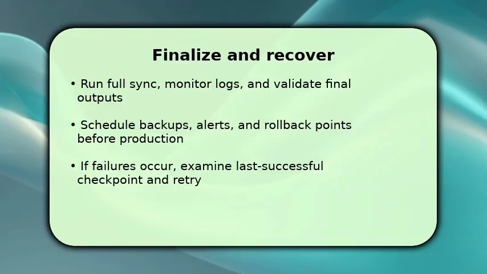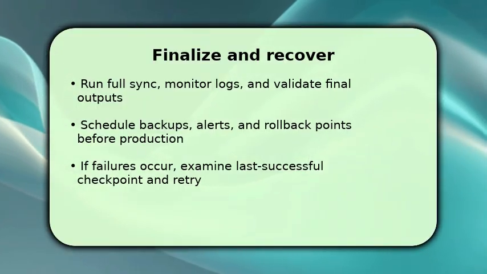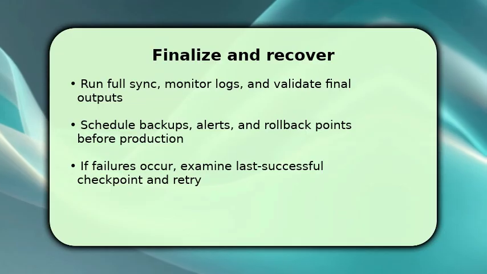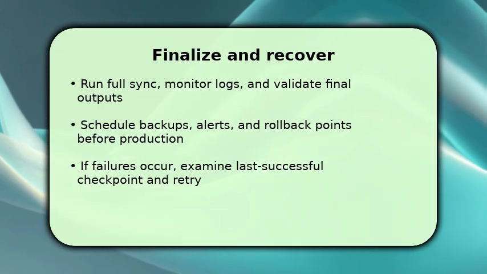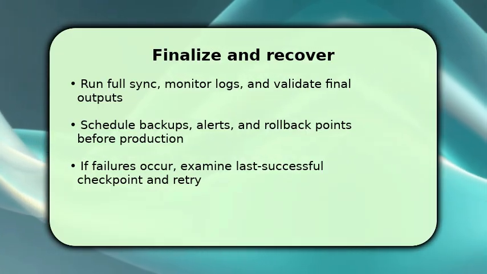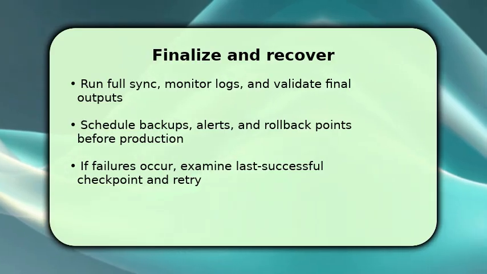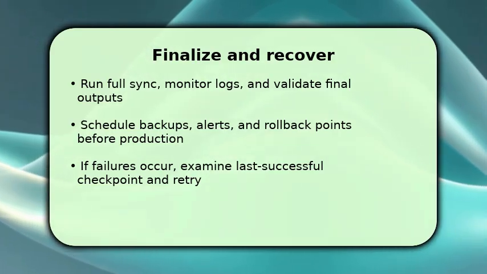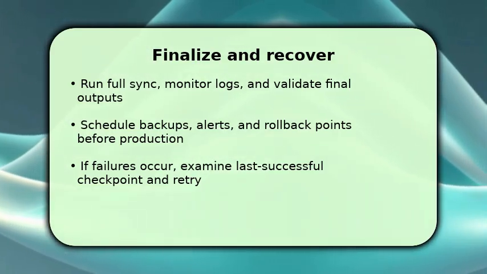If something goes wrong, pause further syncs, inspect the last successful checkpoint, and replay only the affected batches instead of full reprocessing. This targeted retry limits disruption. Finally, document the exact config and thresholds used so you can reproduce.